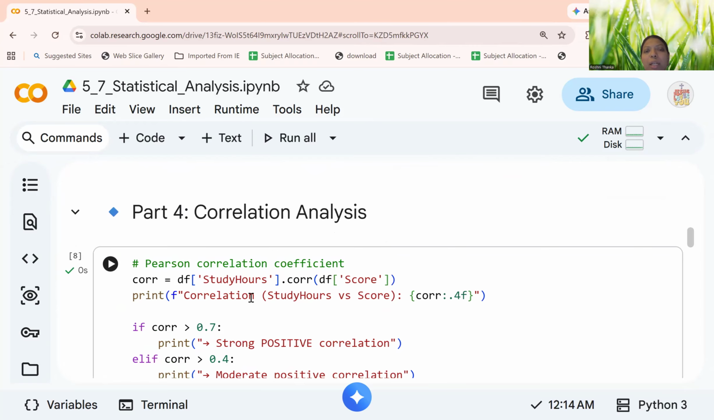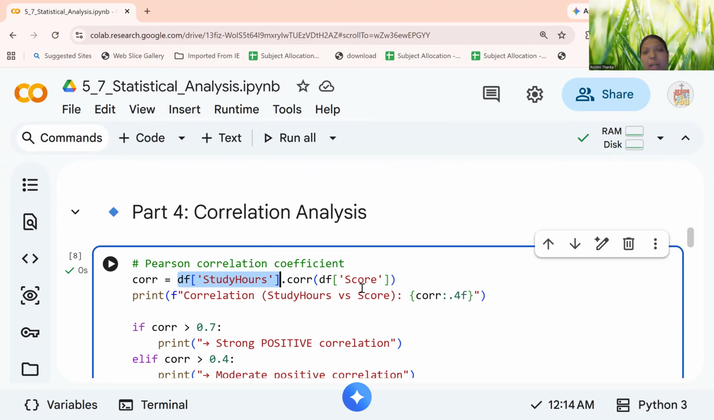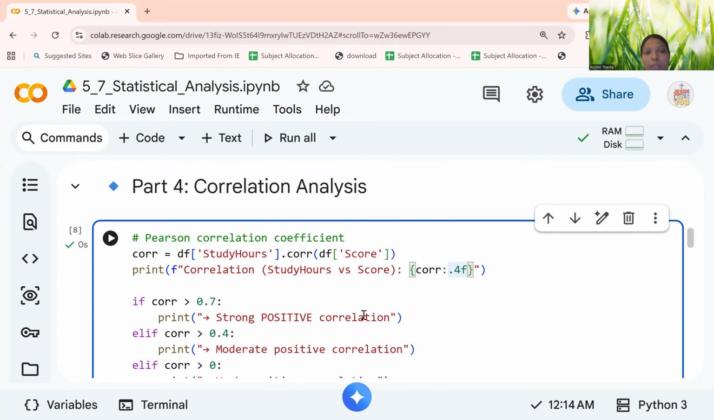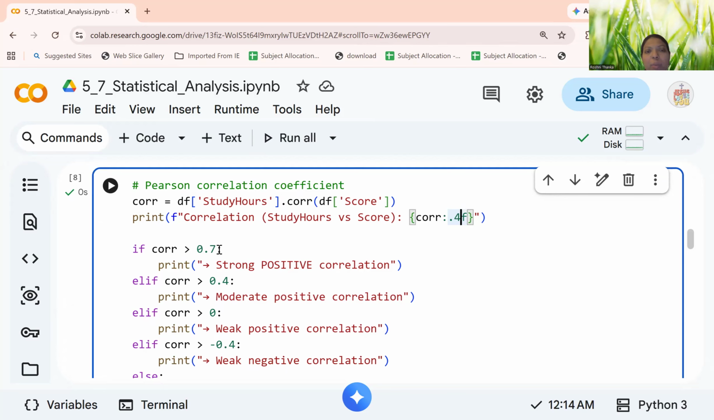Then the correlation. Correlation means whether there is a relation between two different features. We are taking study hours and the score and we want to find the correlation, that is, whether there is any relationship between study hours and the score. We are going to display that correlation value with 4 decimal places. The value ranges from 0 to 1. If the value is close to 1, it is strongly, positively correlated, which means there is a relationship between study hours and the score.